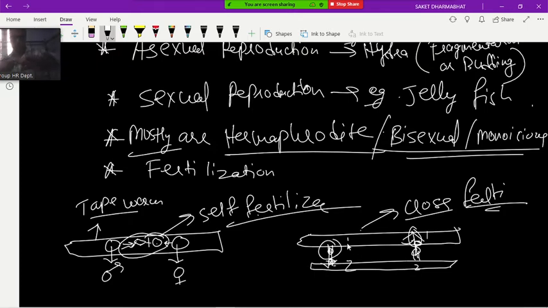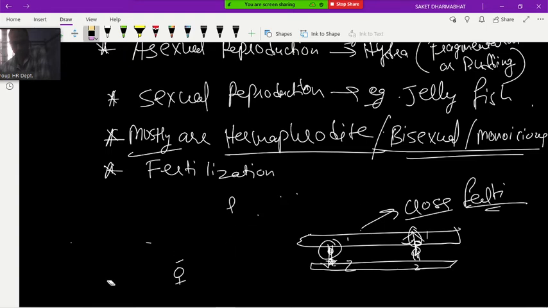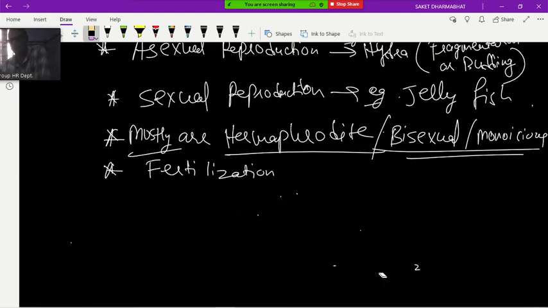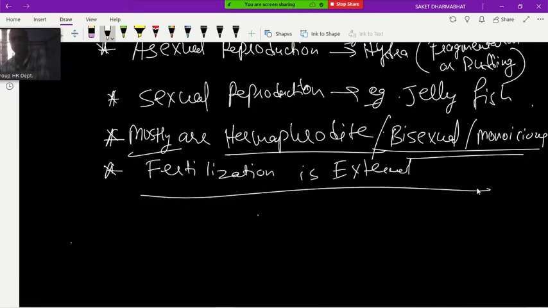They are juxtaposing each other. So a hermaphrodite animal can also do sexual reproduction. Fertilization is the fusion of male and female gamete to form the zygote.